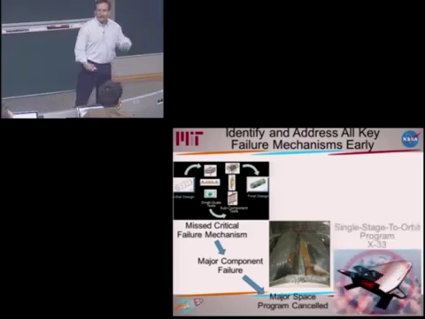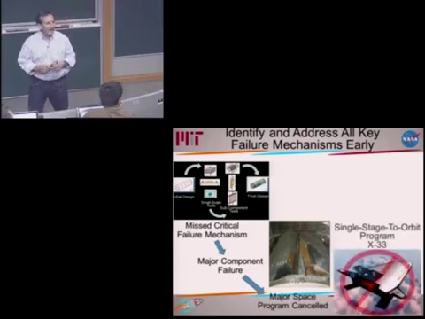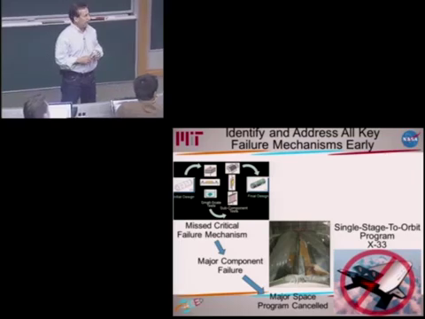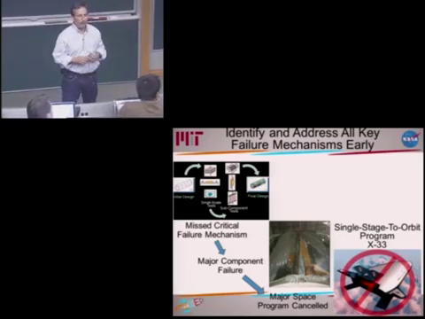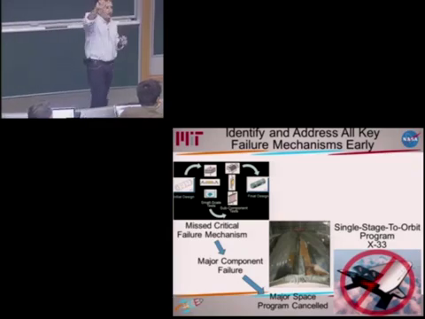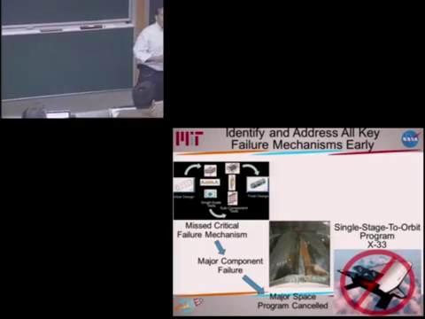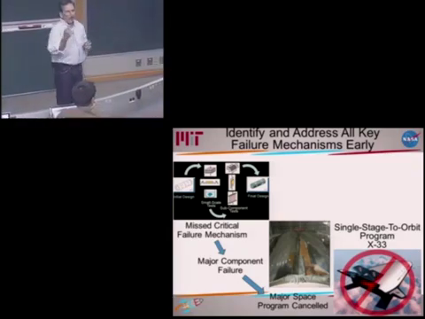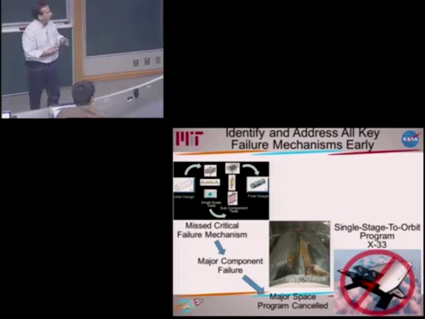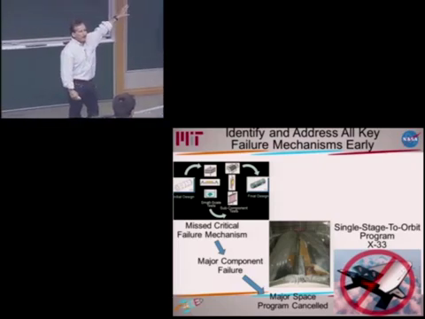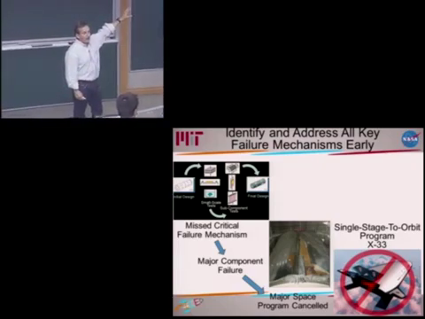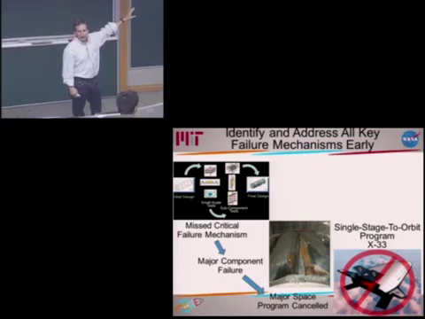It causes failures to some really big, expensive programs. This was a single stage to orbit program. If we could accomplish this, it would have been phenomenal. We'd be flying these huge rockets to space, bringing them back and reusing them. It all failed, okay, because of something that was missed that could have been done by high school students in a laboratory experiment.